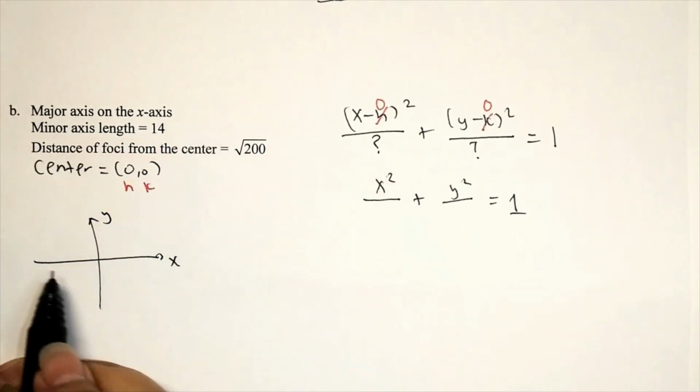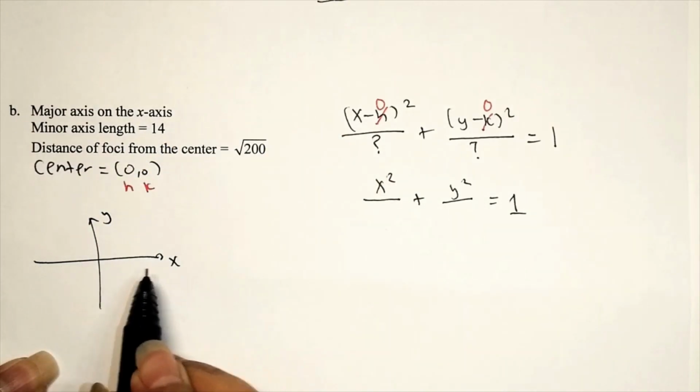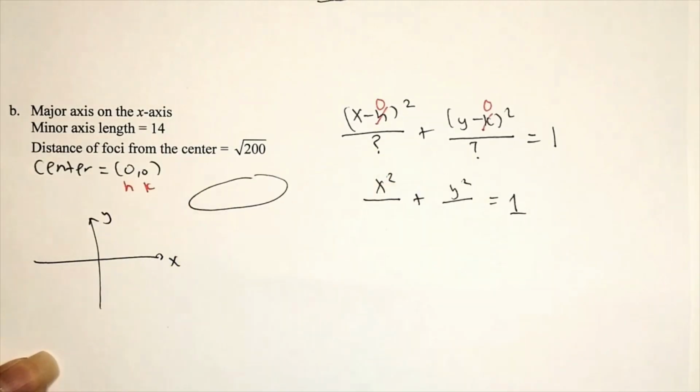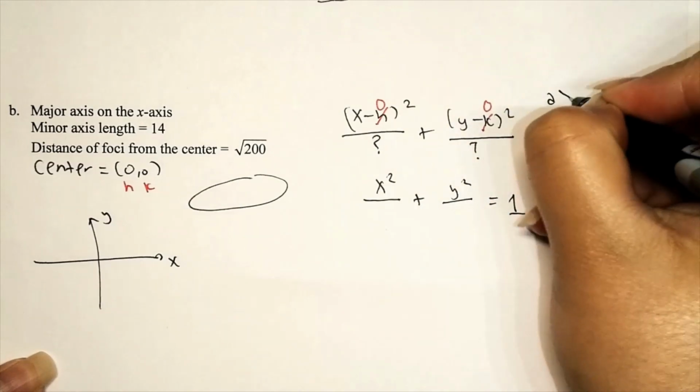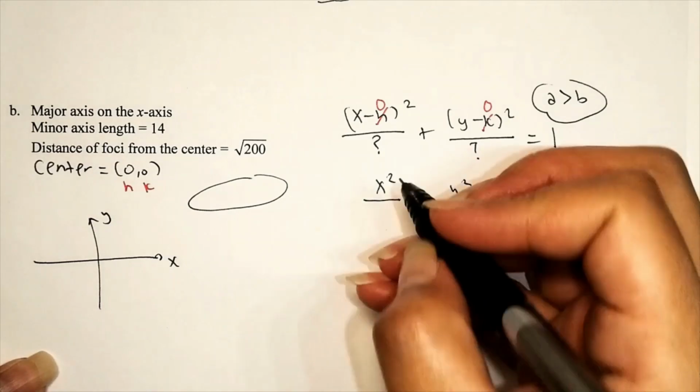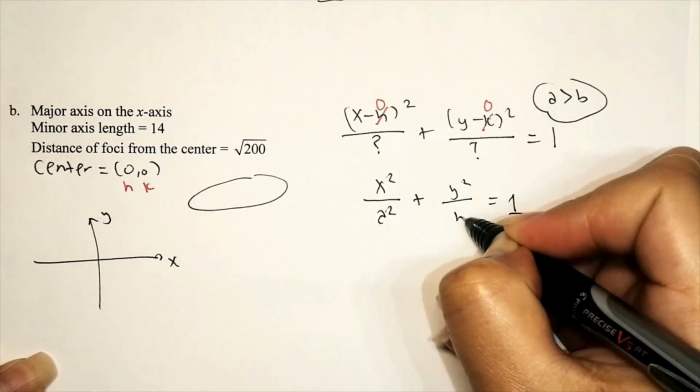So the x-axis is right here, and if the major axis is on the x-axis, that is code for we are going to have a horizontal ellipse. So bear in mind that because for ellipses A has to be greater than B, then A will have to be associated with the x. That's the only way we're going to have a horizontal ellipse. So this will be A squared, B squared.